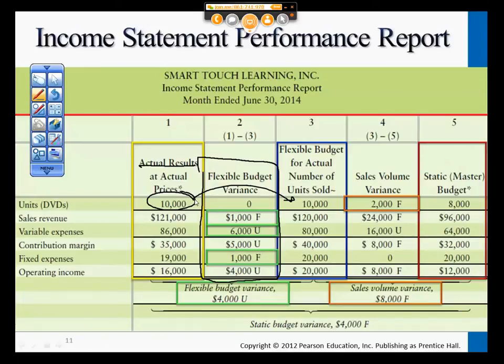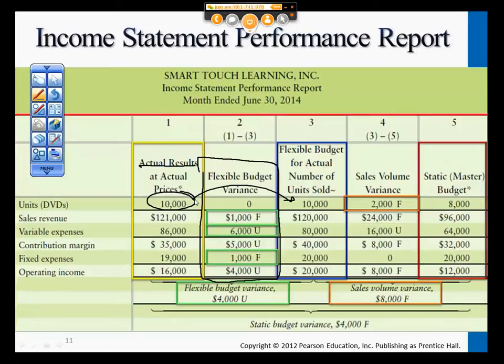How are you getting the 120,000 for sales revenue and 80,000 for variable expenses and so on? It's a good question. I might ask you to actually calculate it, but more likely it's given to you, and you would use the knowledge of how you calculate the variances to compute variances, if that's a question for the exam, right?